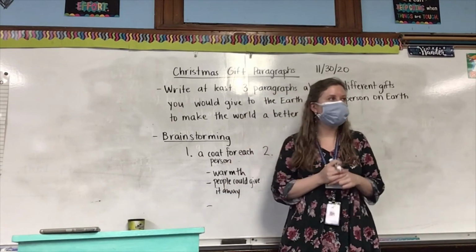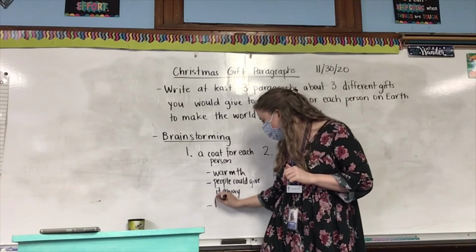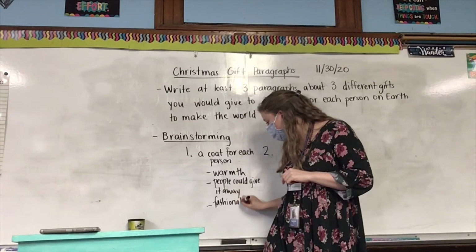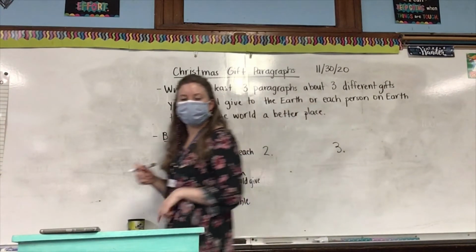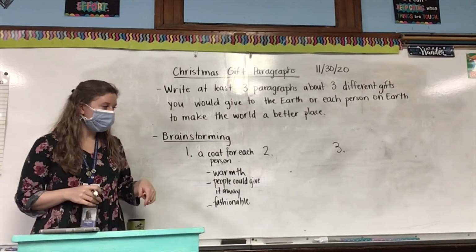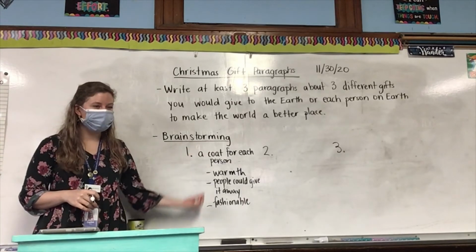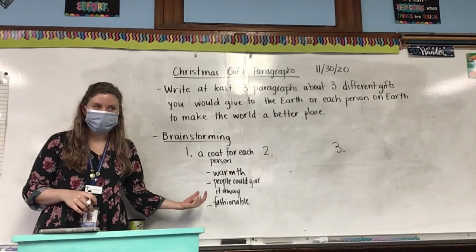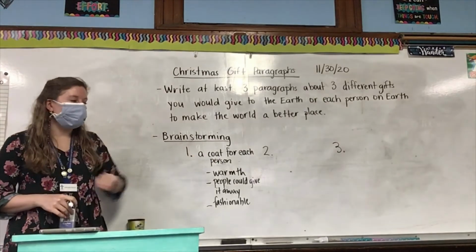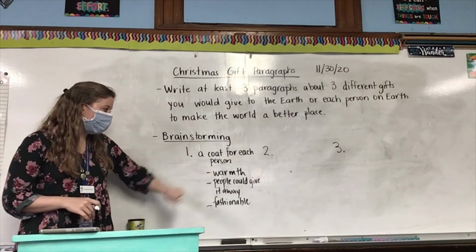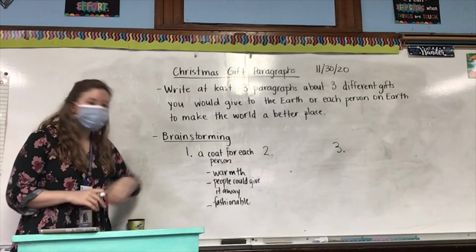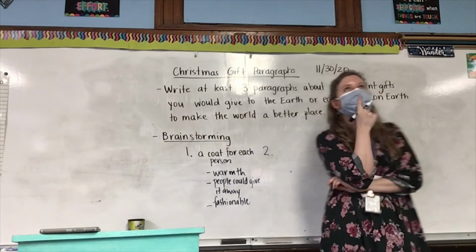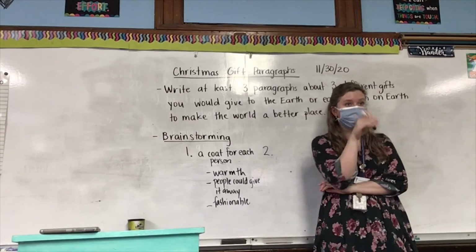And this is kind of a silly one. I could pick one that's fashionable so that everybody feels good about themselves. So does everybody see kind of the process of brainstorming? But I want you to put more thought into it than that. So there's my first gift, a coat for each person for warmth. People could give it away, and it's fashionable. The second thing, you're going to put a lot more thought into it than I am.